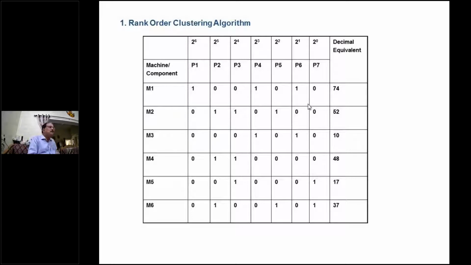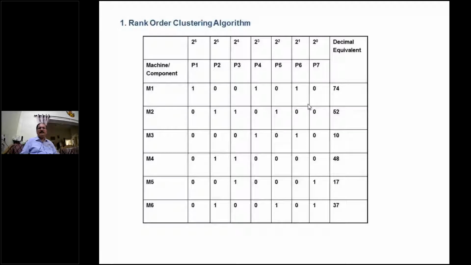Now, we use a heuristic method known as rank order clustering, where you can find out the machine cells and part families simultaneously. This was developed by J.R. King in 1981. So this is known as rank order clustering.